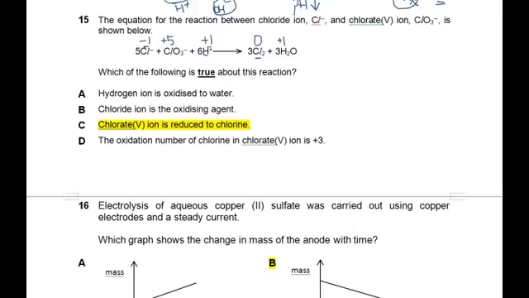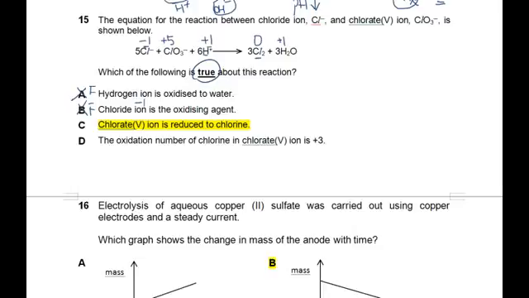So which one of the following is true? Hydrogen ion is oxidized to water. Not true, because hydrogen has a +1 oxidation number before and after the reaction. So this is not the one we are looking for. Chloride ion is the oxidizing agent. If we are looking for an oxidizing agent, it should therefore be reduced. So from -1, I should expect to see an oxidation number that is lower than -1, which I don't see. It is 0. So again, this is a false statement.